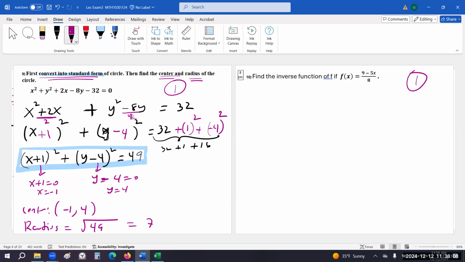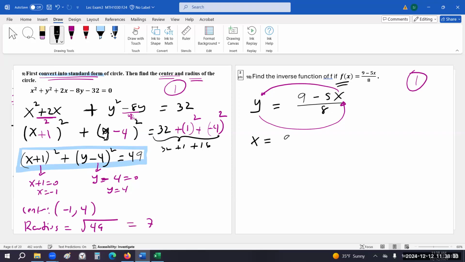Definitely one from inverse. First, the original quantity, y equals, replace f of x with y, so it's 9 minus 5x over 8. And now you're finding the inverse. So we replace x and y. So x equals 9 minus 5y over 8. And then we solve for y, not x. X is already solved.